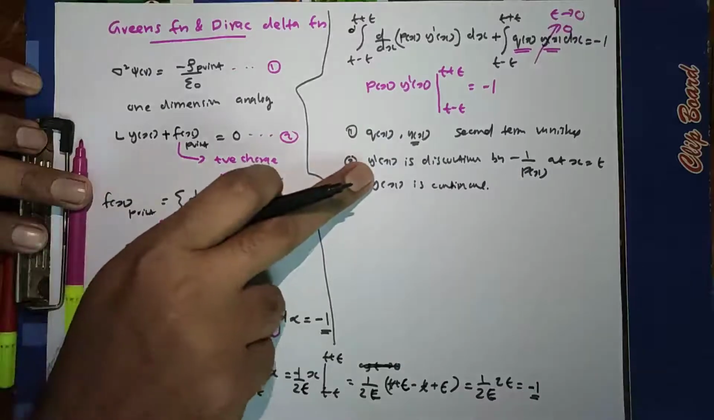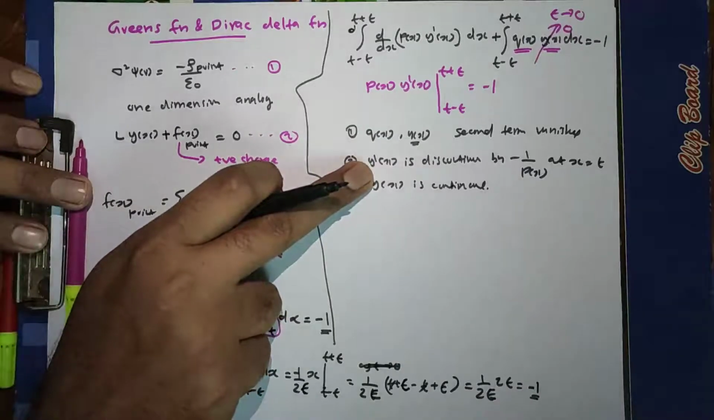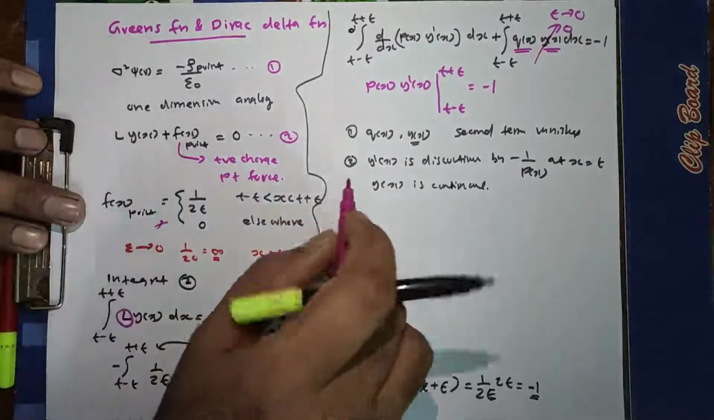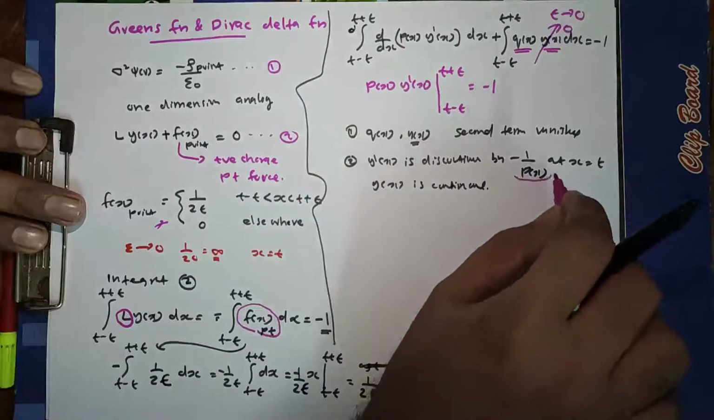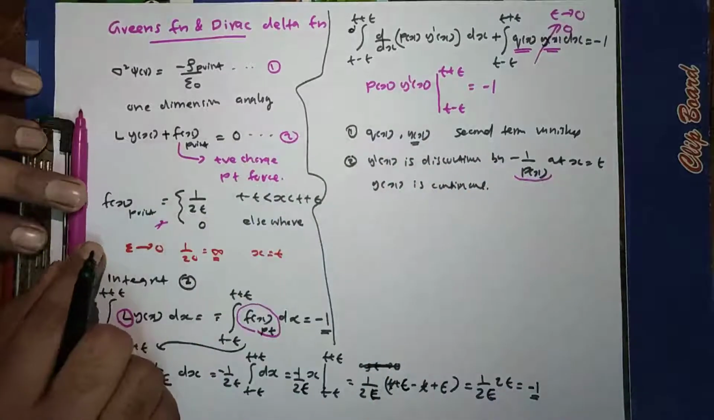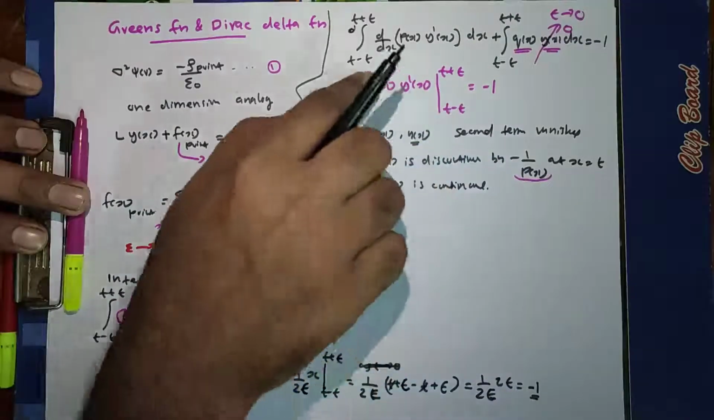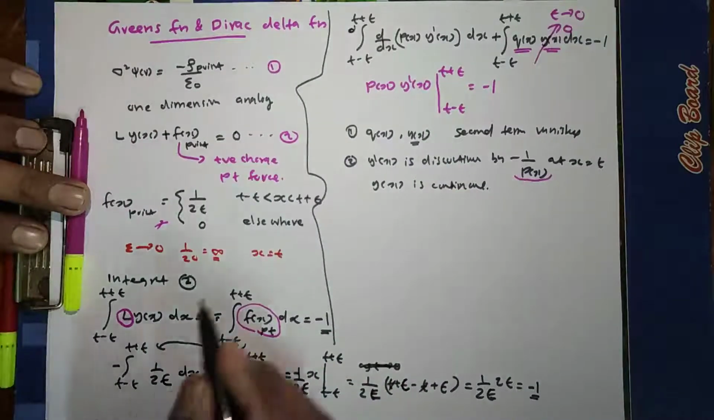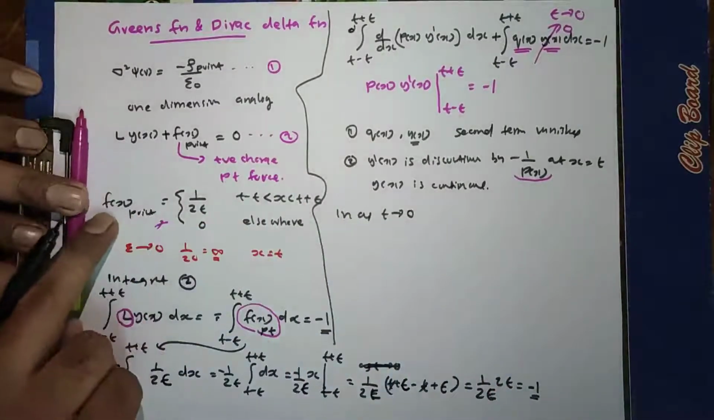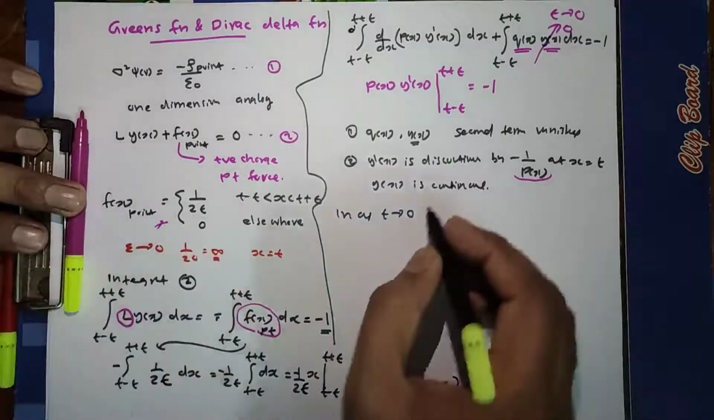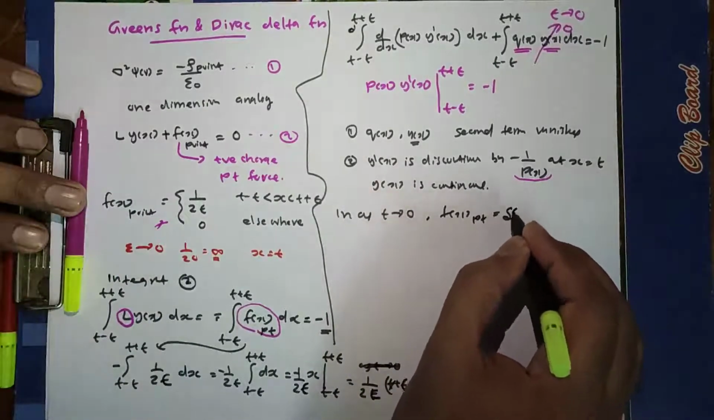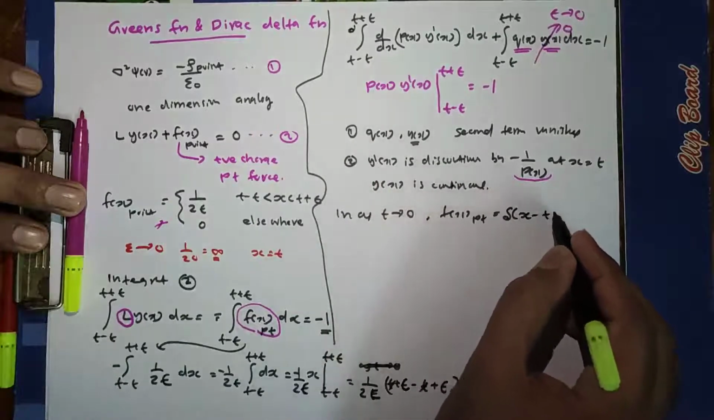Now this property is just the property we used to define our Green's function g of xt. When we defined Green's function g of xt, in the first video we said y prime x is discontinuous by a factor -1 by p of x. So we could obtain that result from here. And in addition, as epsilon goes to 0, this f of x point will be a delta function, and that delta function can be represented as delta x minus t.